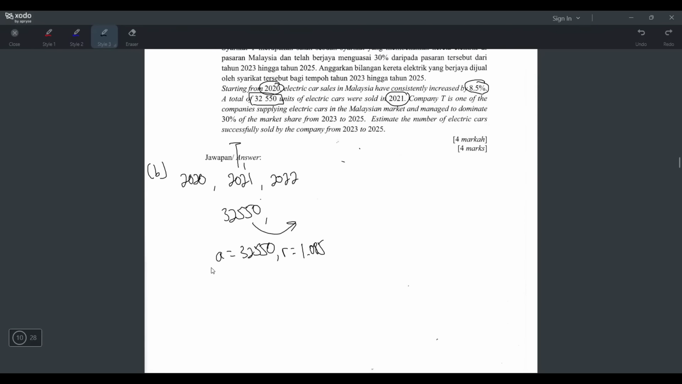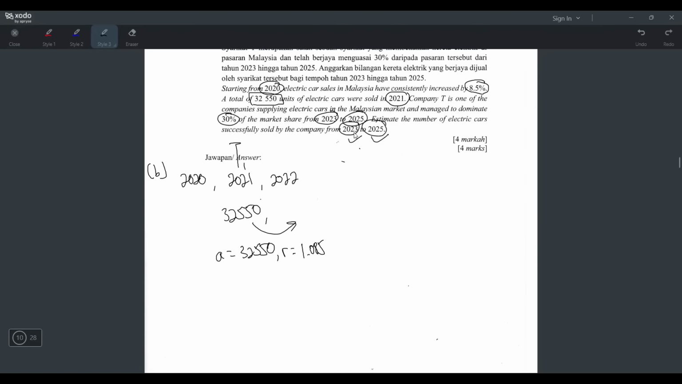And now you can find what they want. Company T is one of the companies supplying electric car in the Malaysian market and managed to dominate 30% of the market share from 23 to 25. Estimate the number of electric cars successfully sold by the company from 23 to 25. So I think I have to find the number of cars from 23 to 25 first and then multiply by 30%. That's the plan, right?